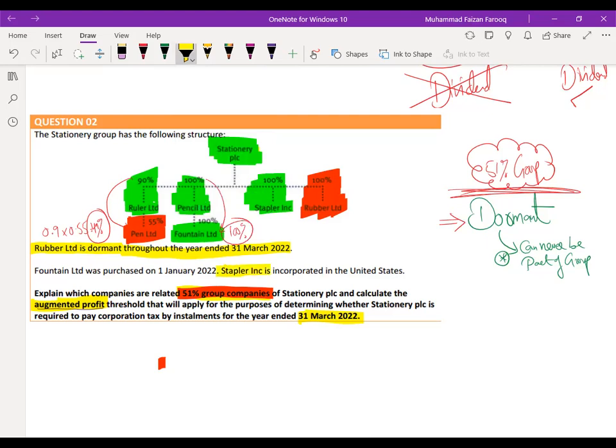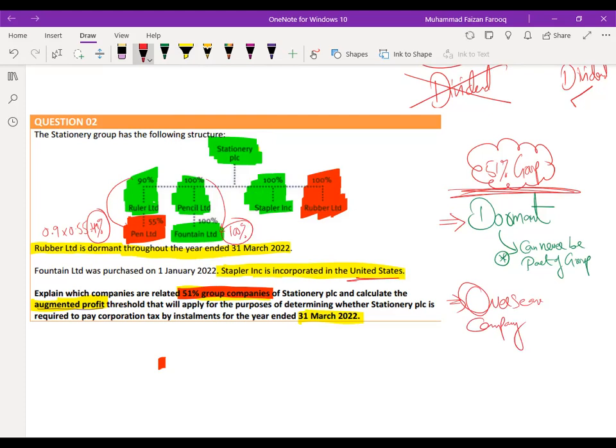This one, Stapler Limited. Just read it. "Fountain Limited was purchased on 1st January 2022." This is Stapler separate. Stapler is located overseas. This is an overseas company, right?